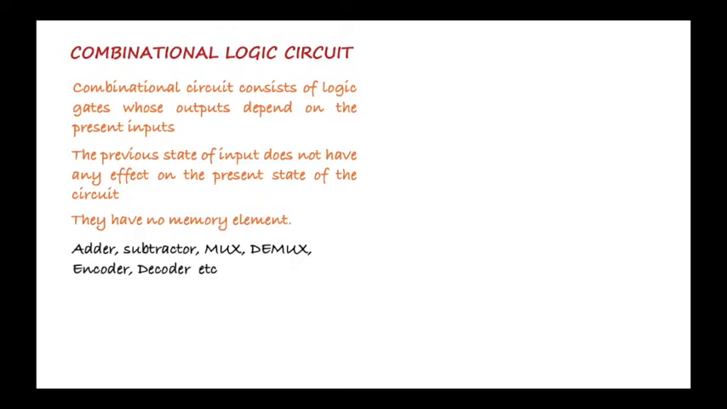mux, demux, encoder, decoder, etc. are examples of combinational logic circuits. And logic gates are the basic elements of the combinational logic circuit.